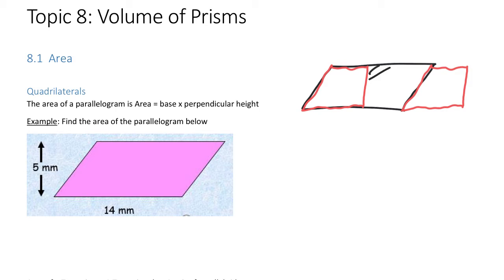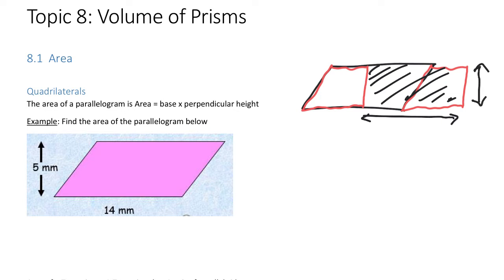we're left with this shape here, which is a rectangle, and the base length is the same as the original parallelogram and the height is the perpendicular height. So then we've got base times perpendicular height, and that works out the area of a parallelogram. So this first example, we've got a height of 5 millimeters and a base of 14 millimeters. So area is base times perpendicular height, which is 14 times 5, which is 70 square millimeters.